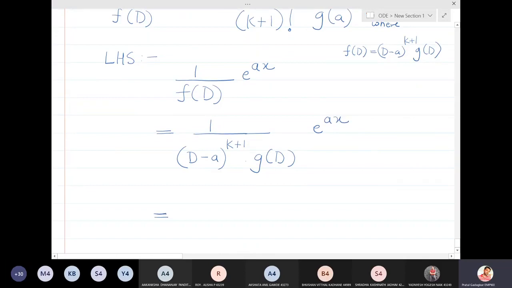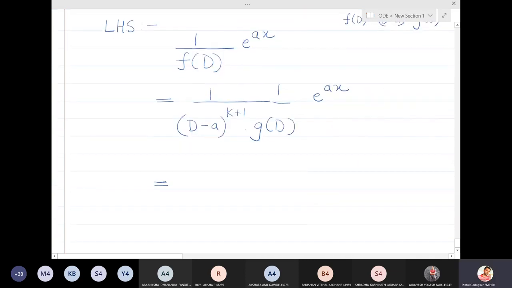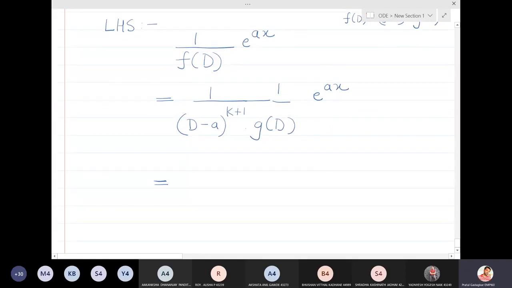Where there is no problem, this 1 upon g of D will become, D will be replaced by a. I'm sorry, I will separate this k plus 1 power into kth power. So I will write this as 1 upon D minus a into 1 upon D minus a raised to k into g of D into e power ax.